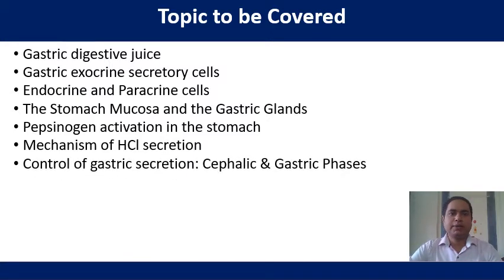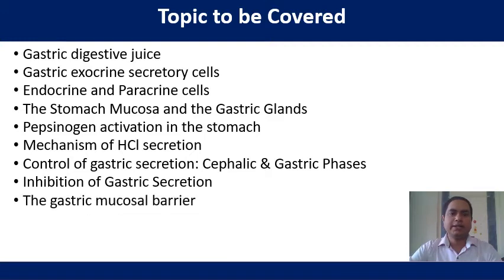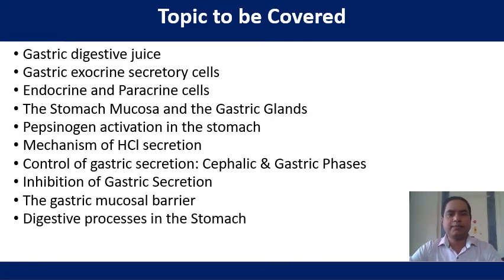There are two types of phases in gastric secretion, that is the cephalic and gastric phases, and we will see how gastric secretion is inhibited. So the gastric mucosal barrier and the digestive process in the stomach we will cover in this lecture, as well as the absorption process in the stomach.